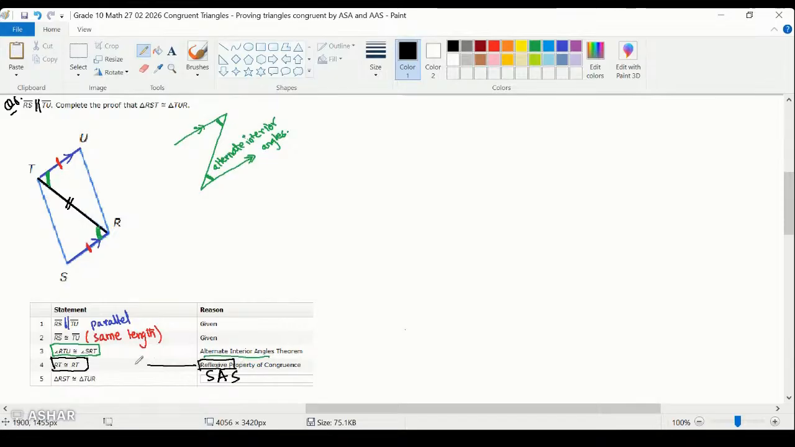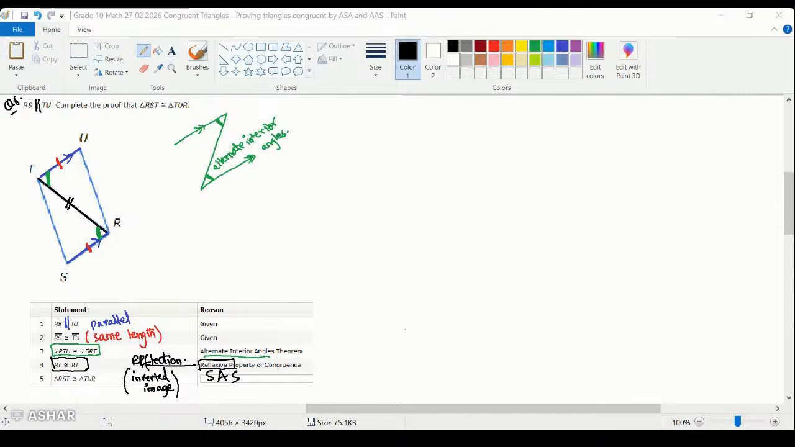Reflexive property means a reflection. Right? That means they are an inverted image of each other. Agreed? A reflection is an inverted image. Any questions up till now? Do we have any questions? Okay.